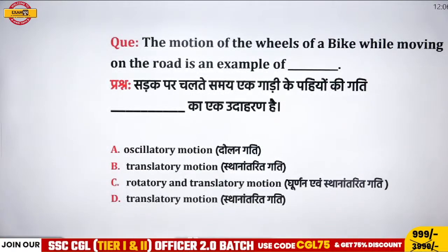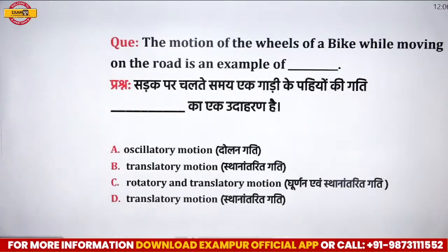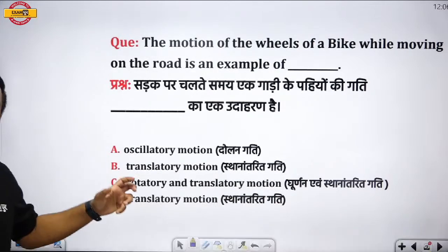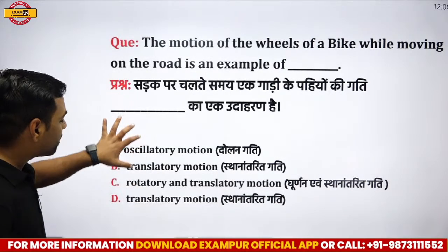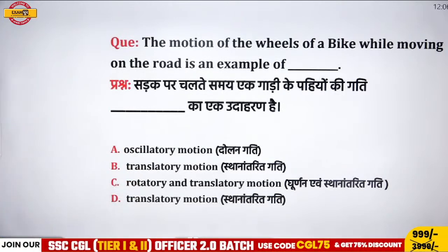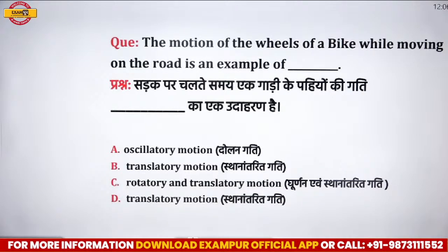Next we have: the motion of the wheels of a bike while moving on the road is an example of dash. So answer please. We have 4 options here. Let's see who can answer this part. My question is, I'm talking about a bike. When it is moving, at that time, what kind of motion is there? We have 4 options here. So Vikram, Akhileshwar, can you answer this part? Need answer from everyone. Yes, answer please.